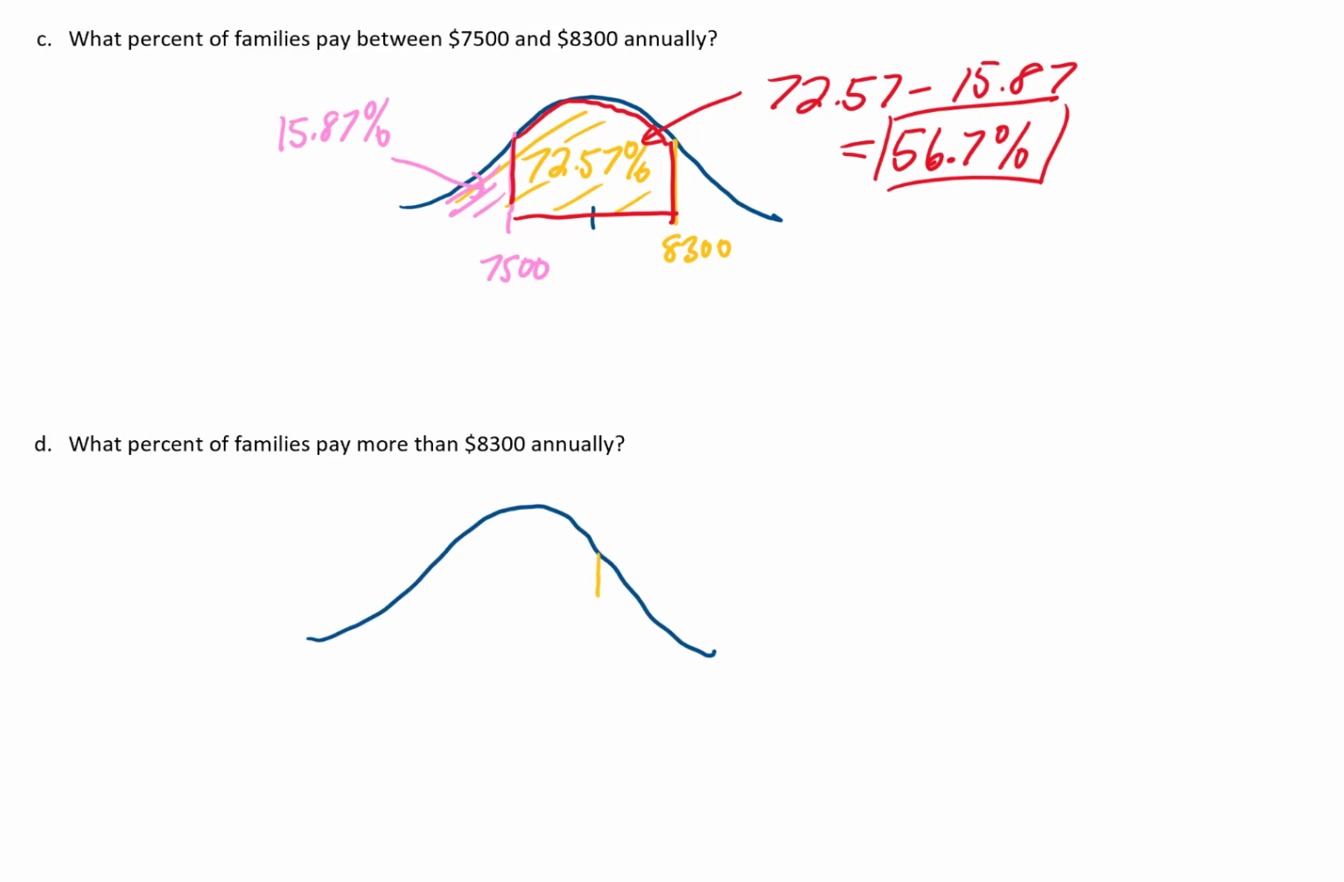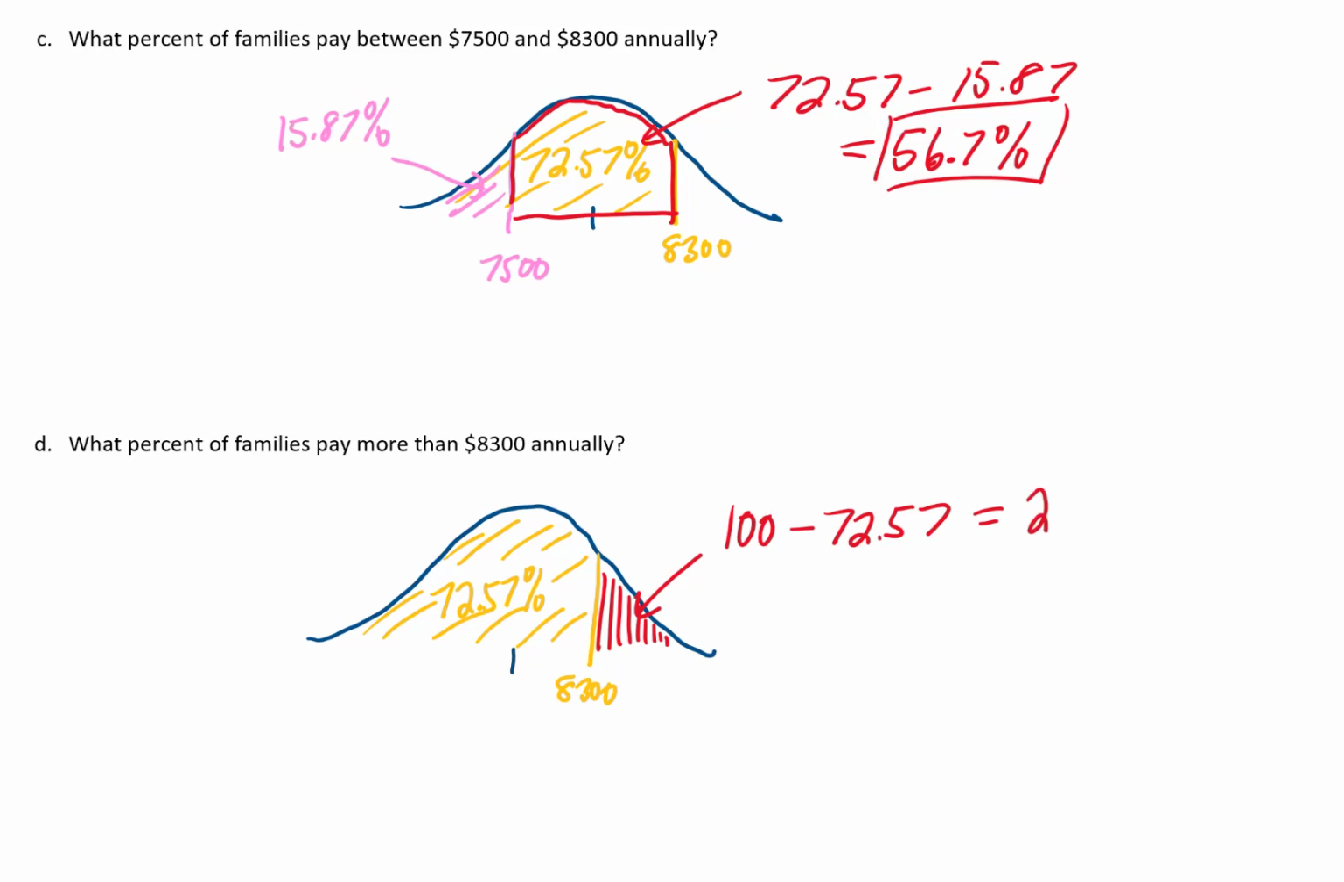Our next question is what percentage of families pay more than $8,300 annually? Again, here was our normal curve. We learned from previous problems that 72.57% of our data falls below 8,300. So what percent does that leave above 8,300? Well, that red zone should be 100% minus the 72.57% of the data that's in the yellow zone. That is 27.43% of the data falling above $8,300.